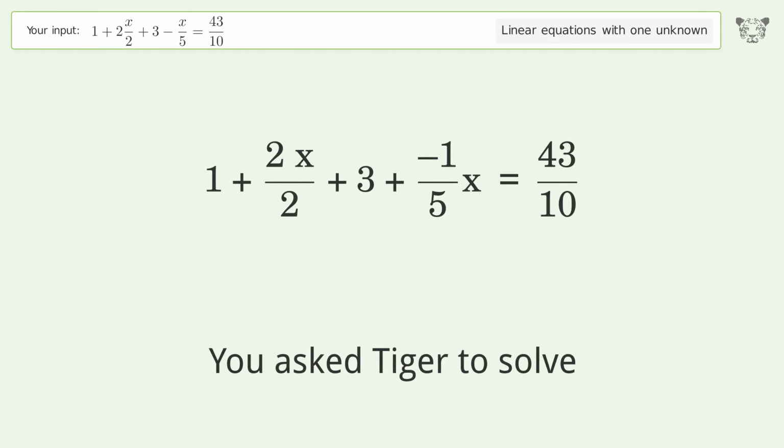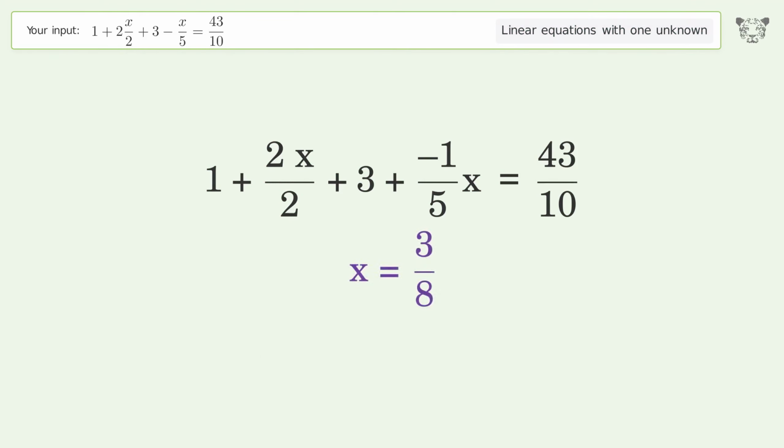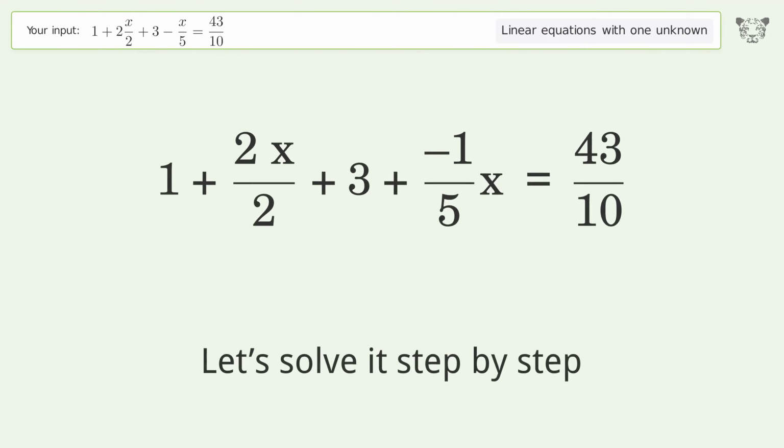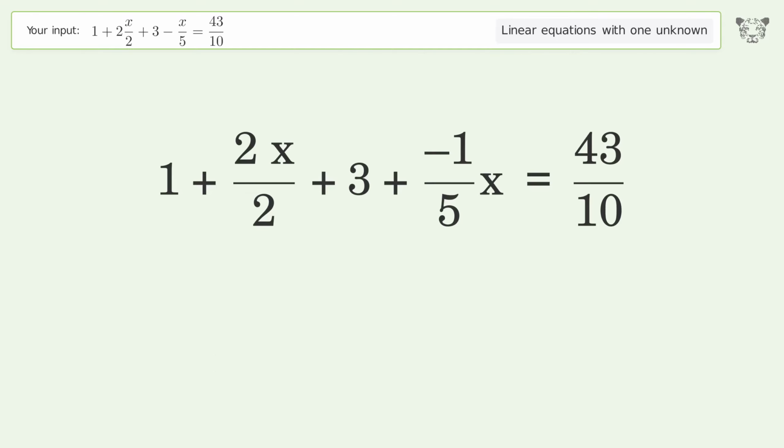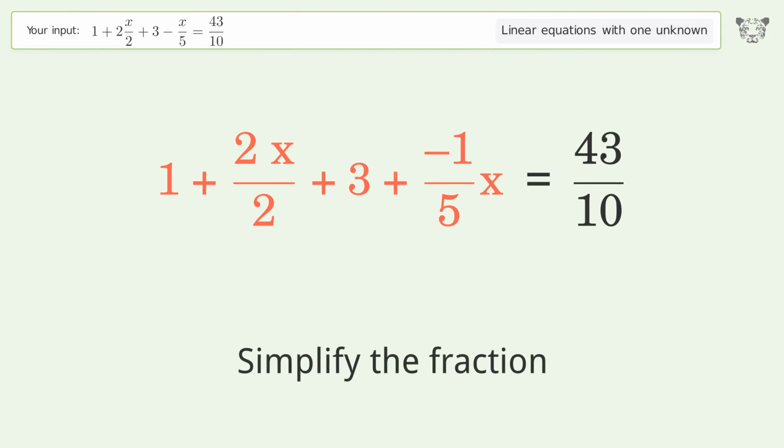You ask Tiger to solve. This deals with linear equations with one unknown. The final result is x equals 3/8. Let's solve it step by step. Simplify the expression. Simplify the fraction.